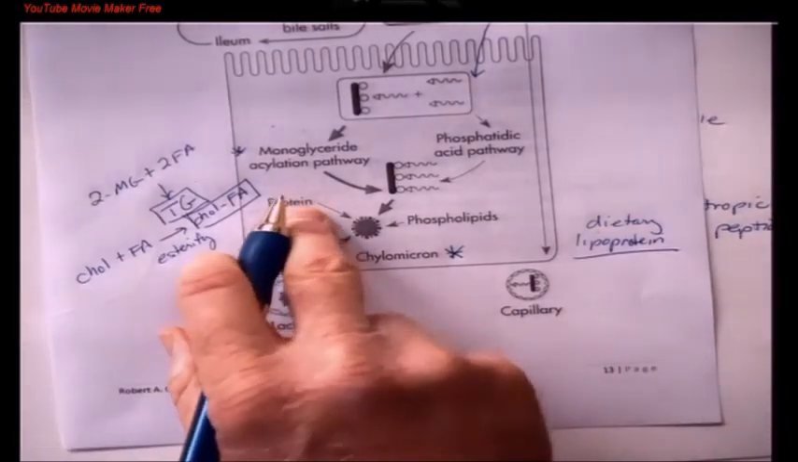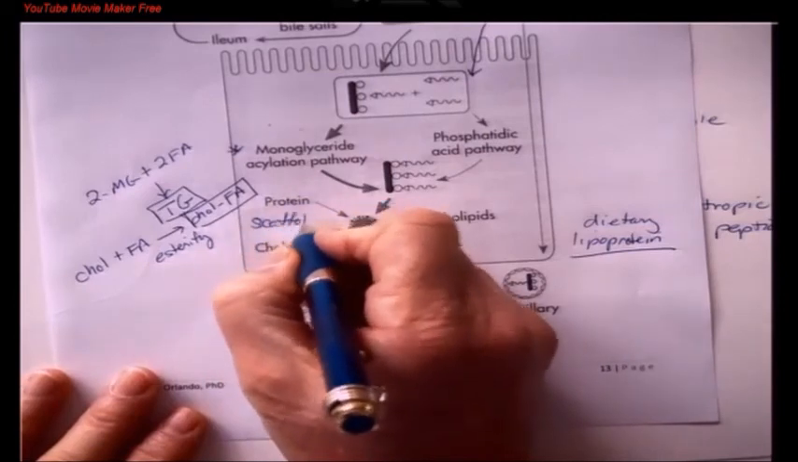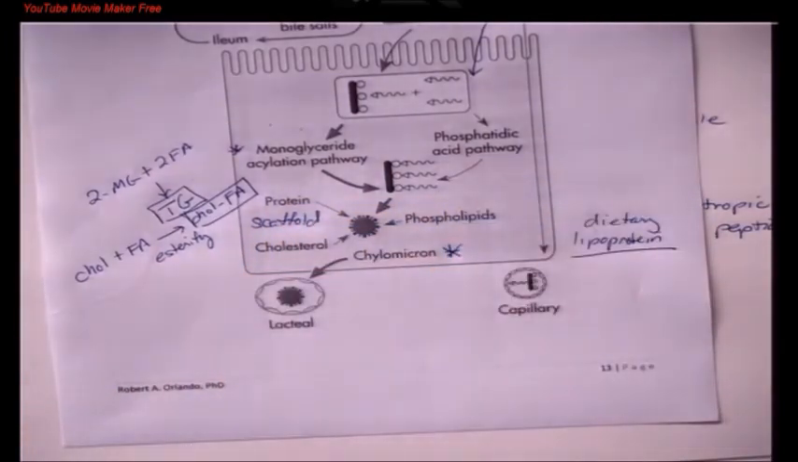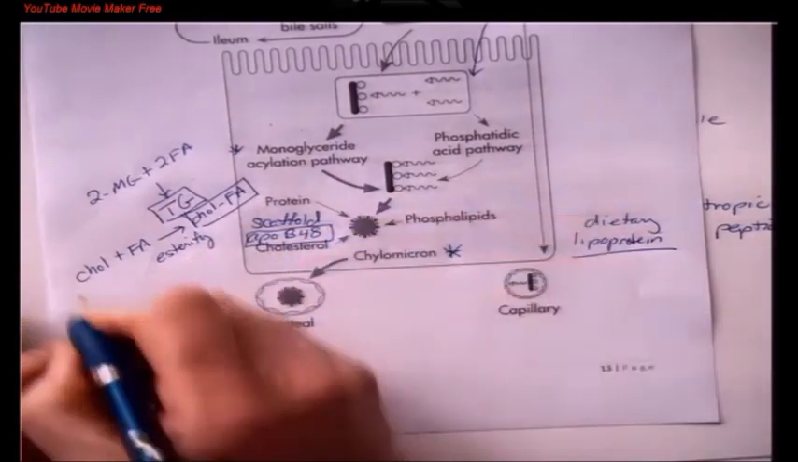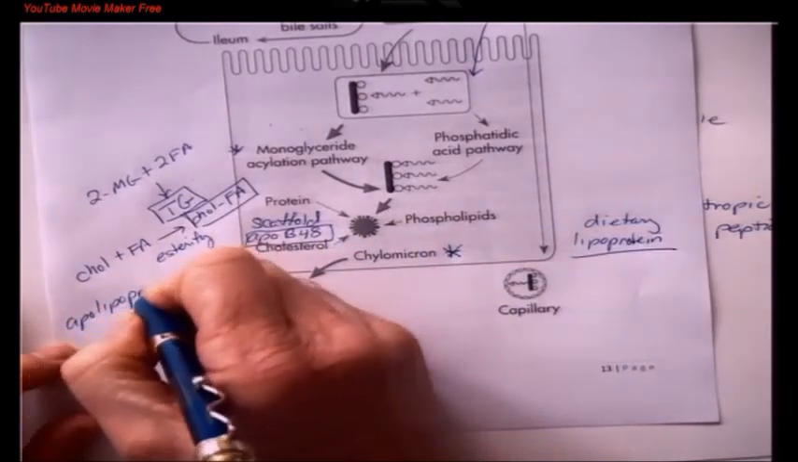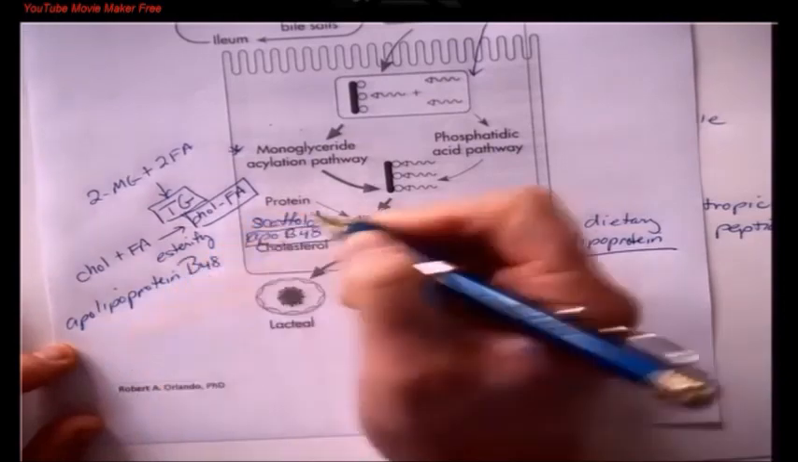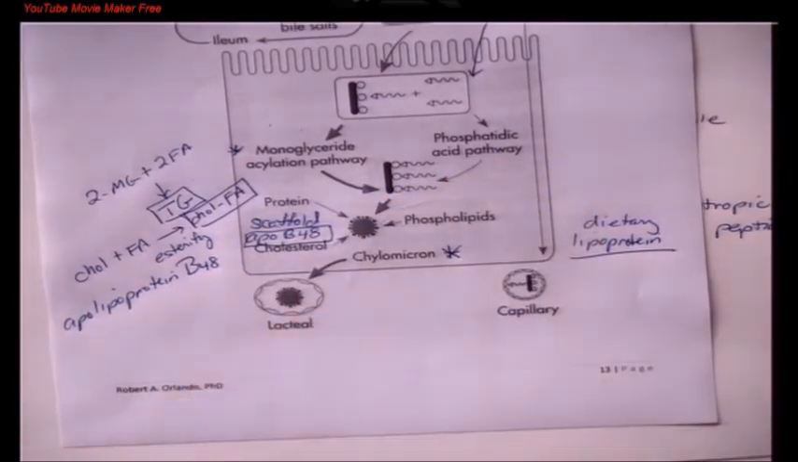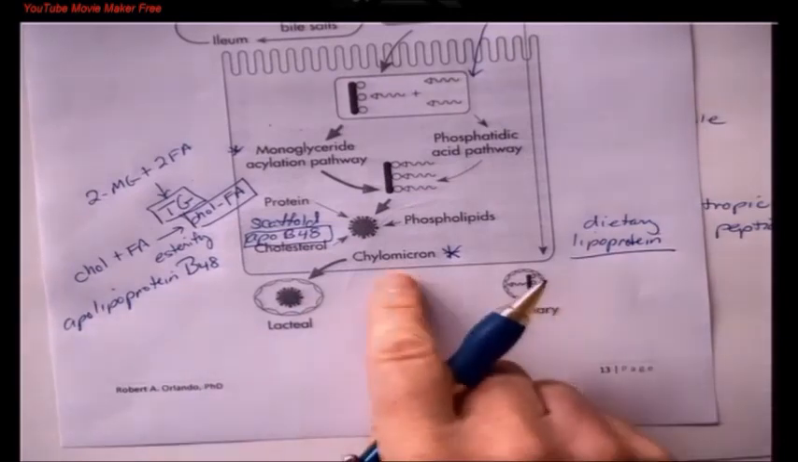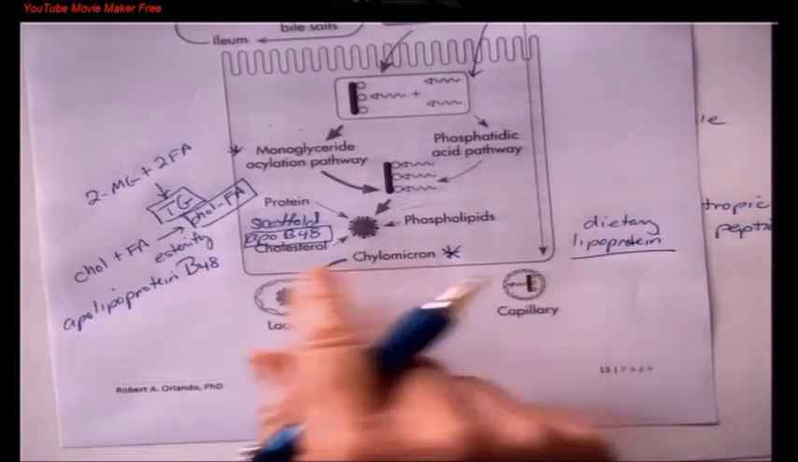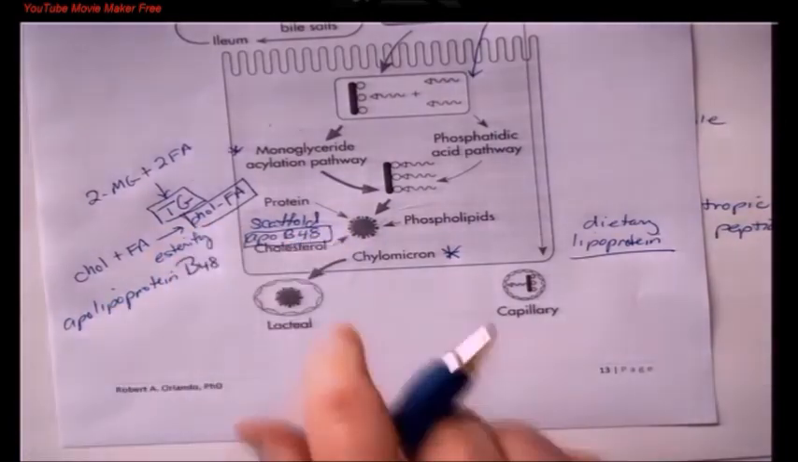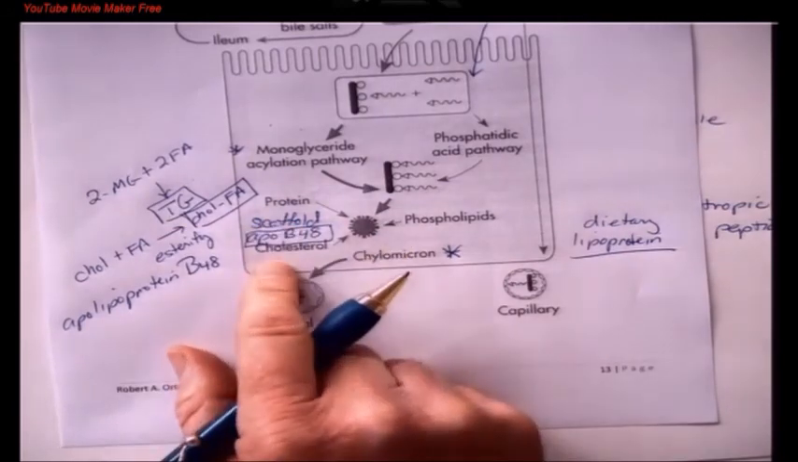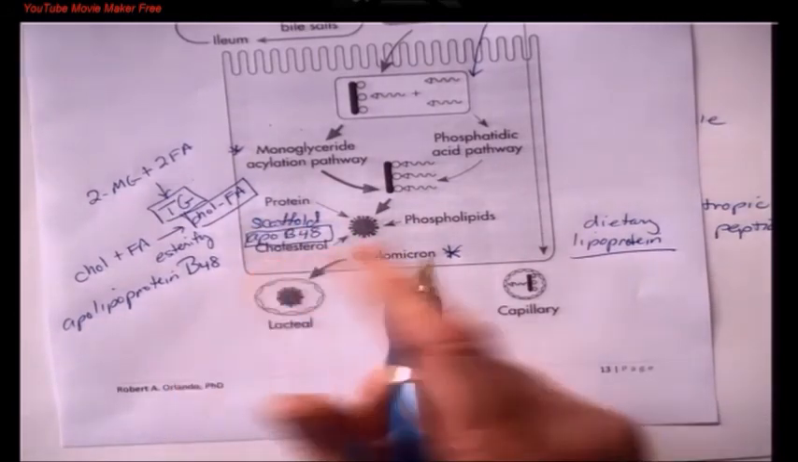The first thing we need to do is we need to have a scaffold. And that scaffold is going to be a very large protein that is synthesized by the enterocytes. And this protein is called ApoB48, and that stands for apolipoprotein B48. This protein is going to be the scaffold or skeleton of the chylomicron structure. So now, we'll take the triglycerides, we'll take the cholesterol esters, and we are going to attach them to the protein, ApoB48, in a non-covalent fashion.